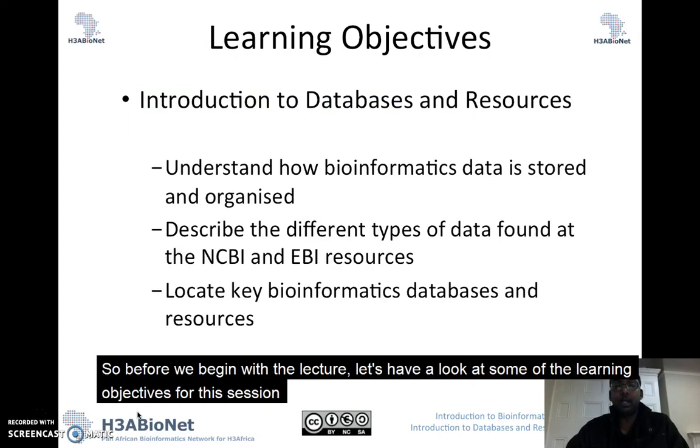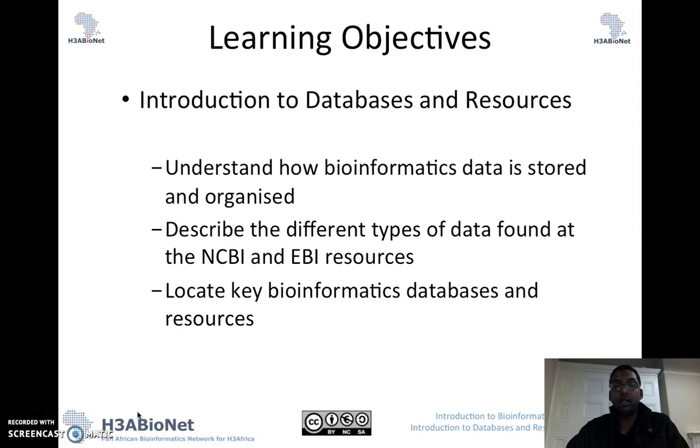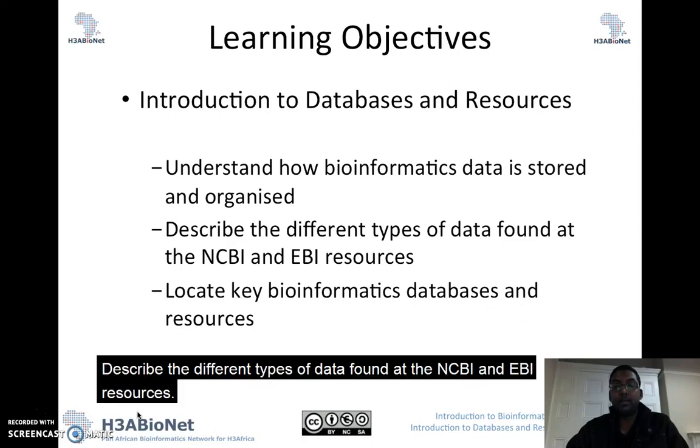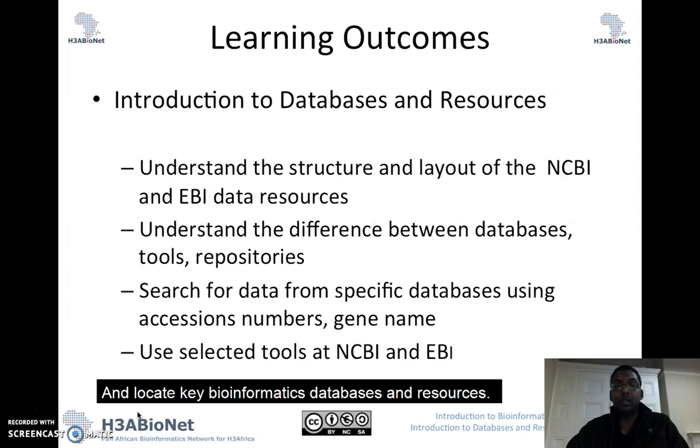objectives for this session. So by the end of this lecture and practical session, we hope that you'll be able to understand how bioinformatics data is stored and organized, describe the different types of data found at the NCBI and EBI resources, and locate key bioinformatics databases and resources.